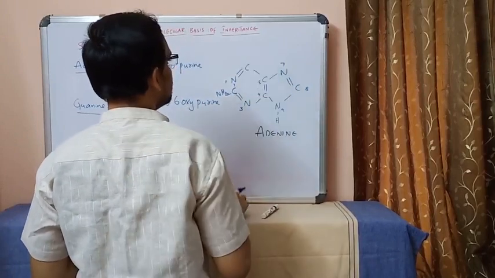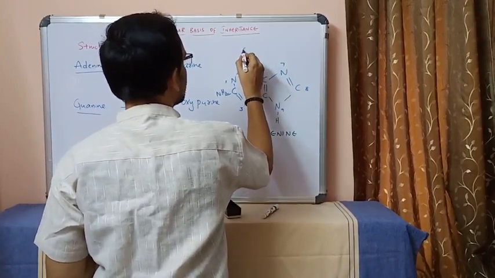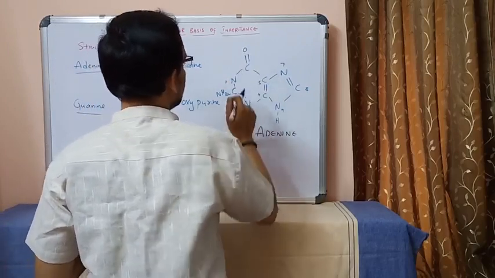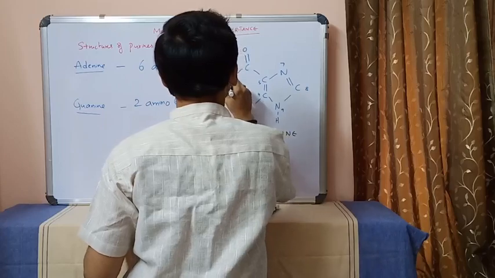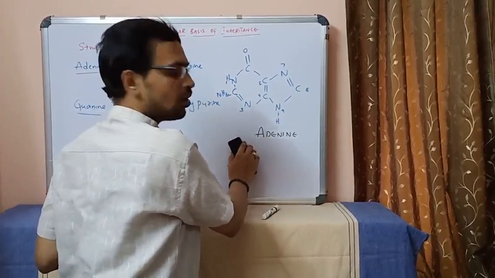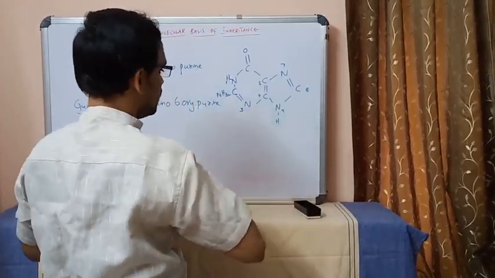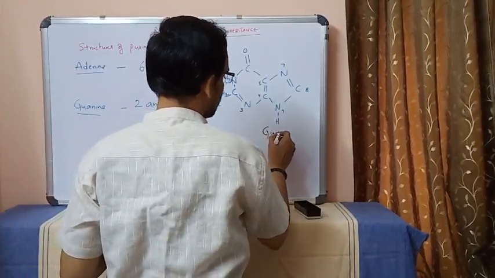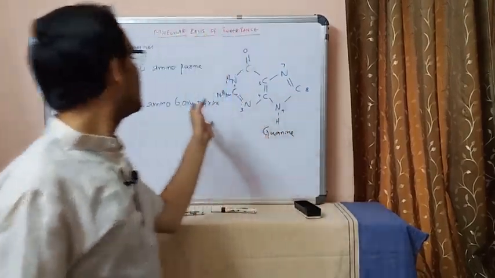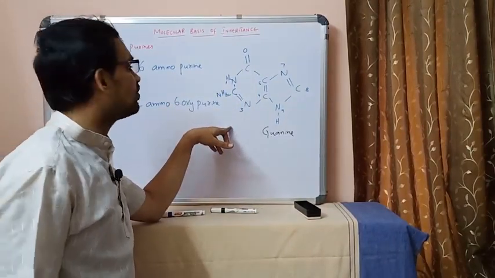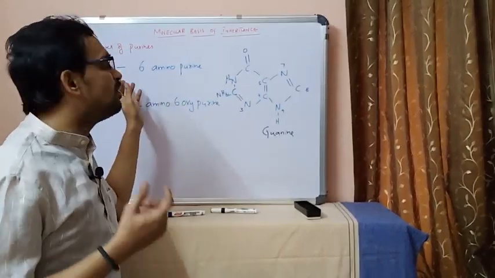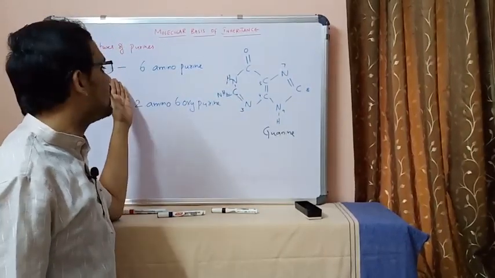Is the sixth position, oxygen. The valency of the carbon is 4, so the bond here will be changed to NH. Now this is the structure of guanine. So it clearly explains that if you know the general structure of the purine and the chemical name of the specific purine, then it will be very easy to draw the structure of adenine or guanine.